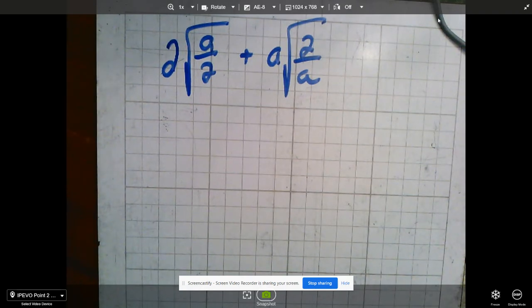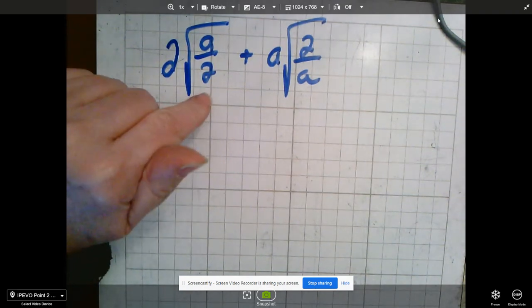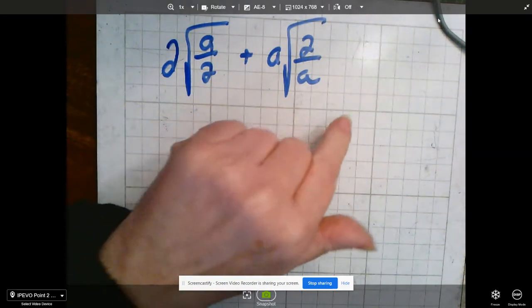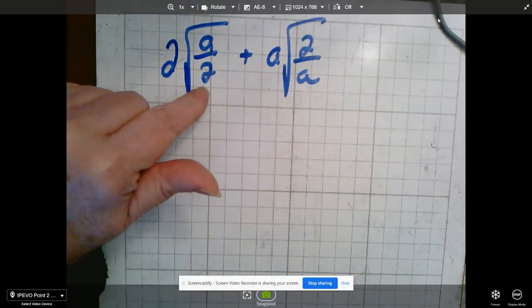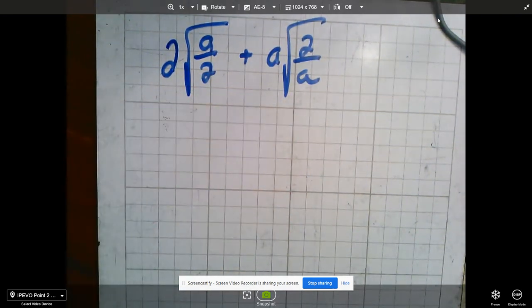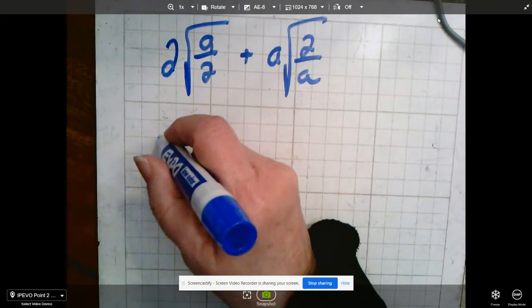But what's the problem with what I have? I have a radical in the denominator on both of these. So let's go ahead and rationalize these. Now, you might not know where that's going to lead you, but sometimes you just have to try things and see where it goes. So let's do that.